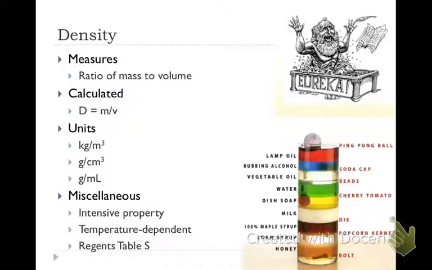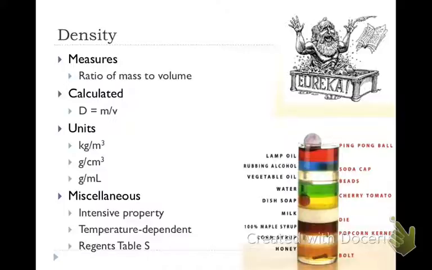Miscellaneous stuff. Density is an intensive property. It's independent of how much you have. So density is a great way to figure out what the identity of an object is. It's temperature dependent, meaning at 25 degrees Celsius you'll have a standard table that has all of the density values. And in fact, when we take the Regents, table S will also be where we look for density values for all the elements.